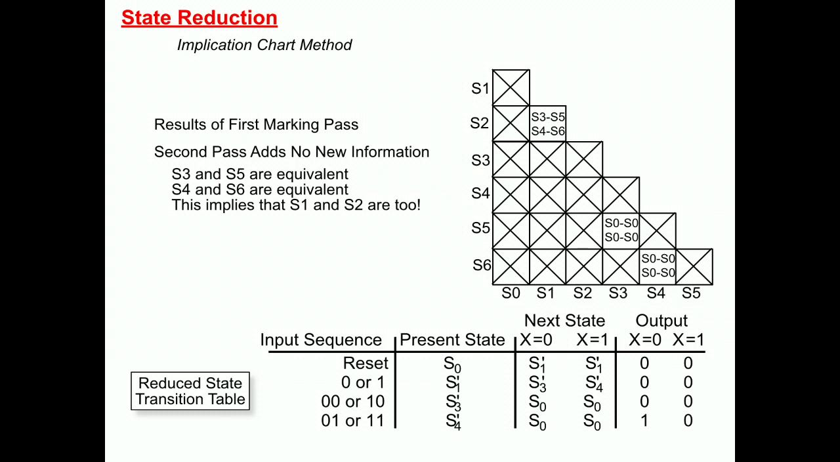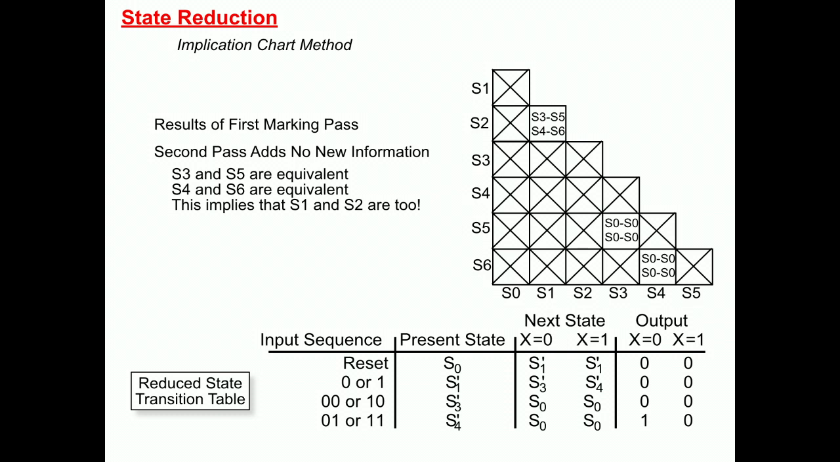In fact, you can get that in one pass. Initialize the table, make one pass through it, and you get this set of X's. The second pass adds no new information. Therefore, we can conclude that S3 and S5 are equivalent because they both transition, because we know S0 is equivalent to S0, obviously.